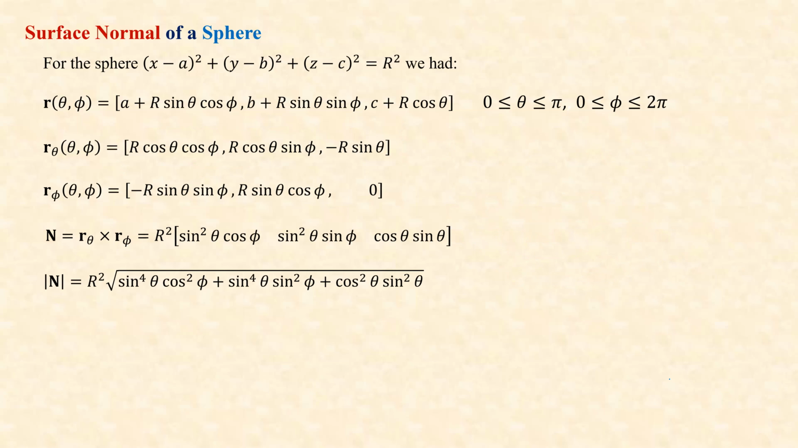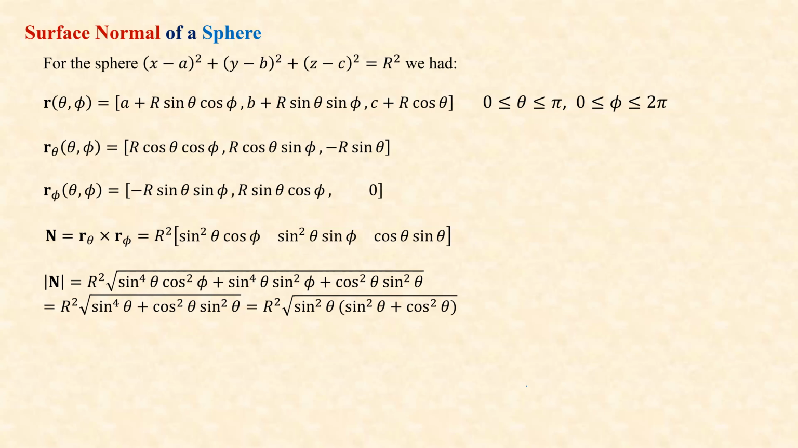And what is the magnitude of that? The magnitude is the square root of the sum of all these three squared. So it becomes sine to the fourth theta cosine squared phi, plus sine to the fourth theta sine squared phi, plus sine squared theta cosine squared theta. Then if you factor sine to the fourth theta, what you're left with is cosine squared phi plus sine squared phi, which gives you one. So you have sine squared theta plus cosine squared theta sine squared theta, and then you can factor sine squared theta. What you're left with is sine squared theta times sine squared theta plus cosine squared theta, which is again one. Sine squared theta comes out of the square root and becomes sine theta. So the magnitude of this normal vector is R squared sine theta, okay? It depends on theta.